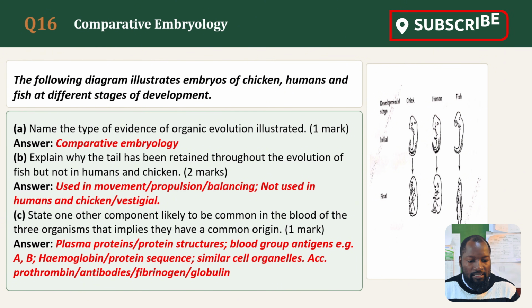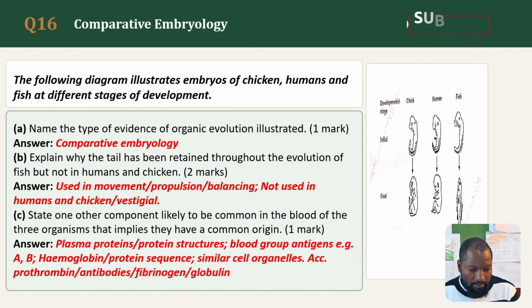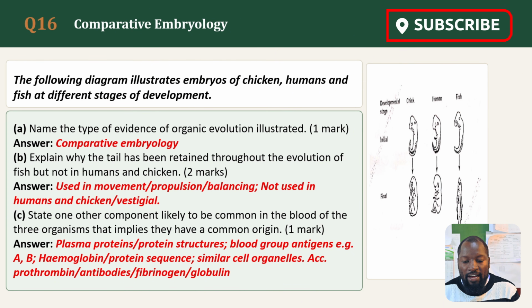Question number 16c. State one other component likely to be common in the blood of the three organisms that implies they have a common origin. So number one is the plasma proteins. All of them have plasma proteins. They have blood groups, that is antigens A, some have B, some have C. All of them have hemoglobin. They also have similar cell organelles. They also have prothrombins, they have antibodies, they have fibrinogens, and they have globulin.